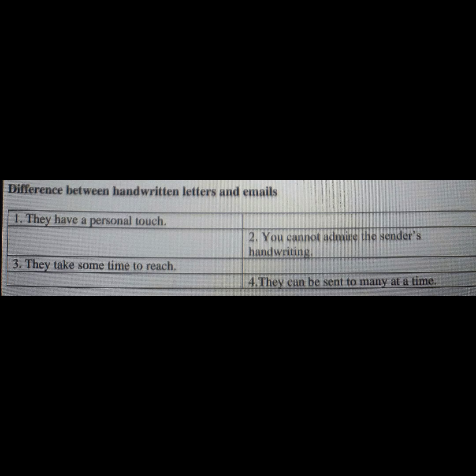You cannot admire the sender's handwriting. 3. They take some time to reach. 4. They can be sent to many at a time.